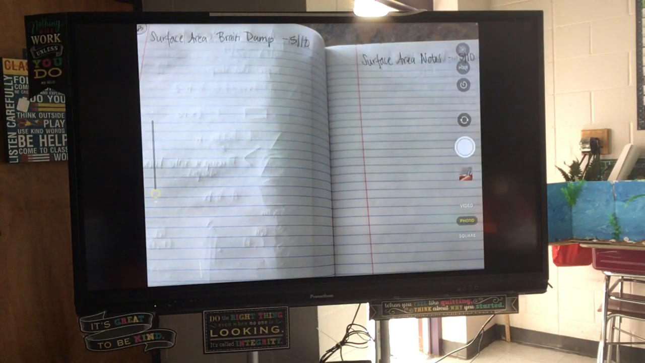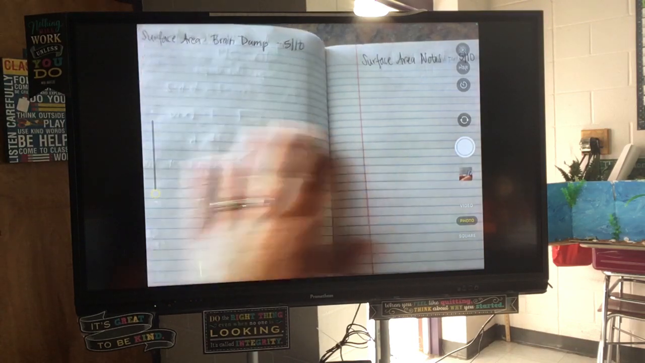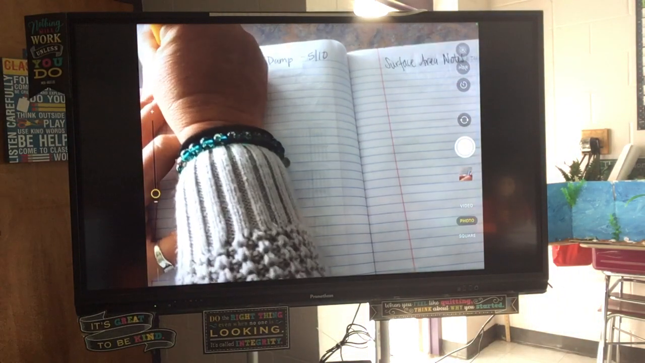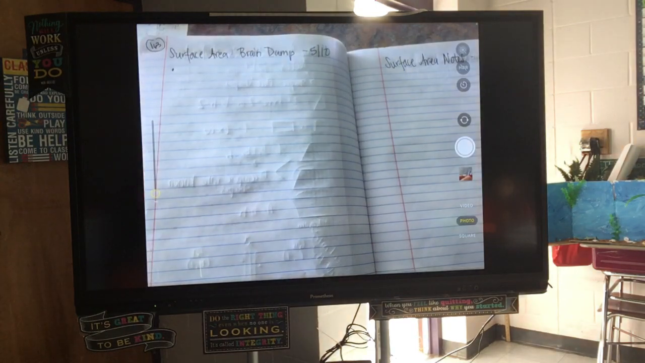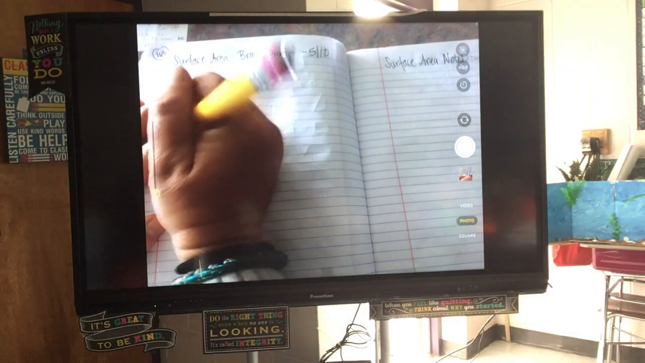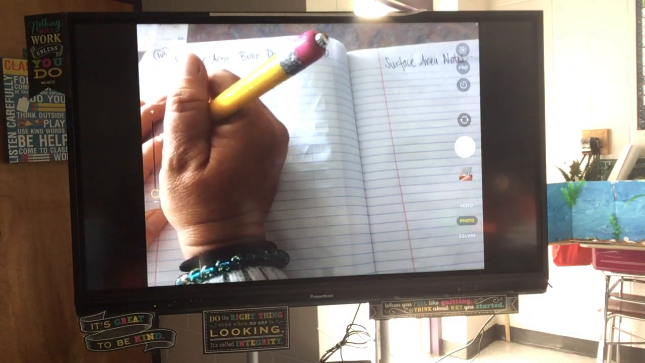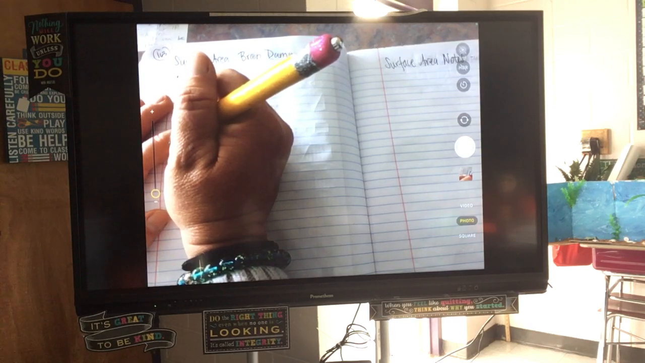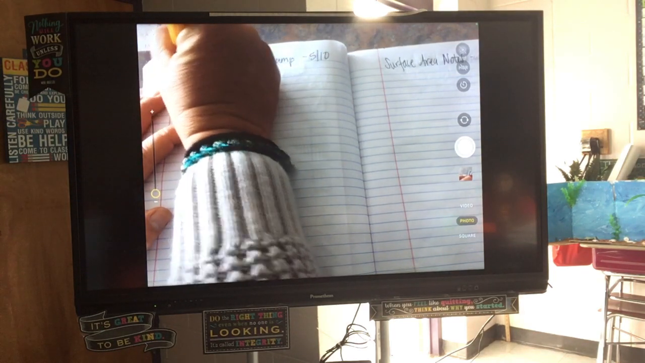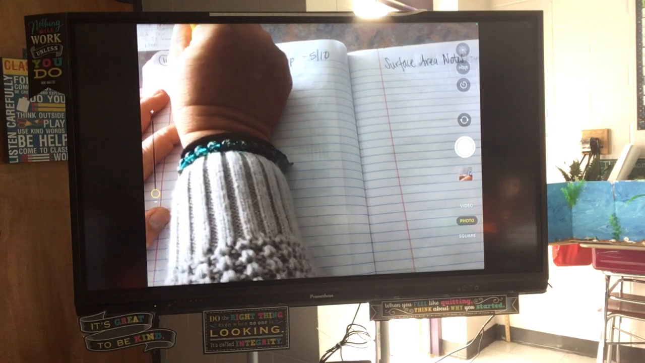Alright, let's go ahead and list some of the stuff that you guys came up with when thinking about surface area. So what is one? Joe? You have to do length times width, and length times height, and then height times width. Okay, so there is a formula that you can use.